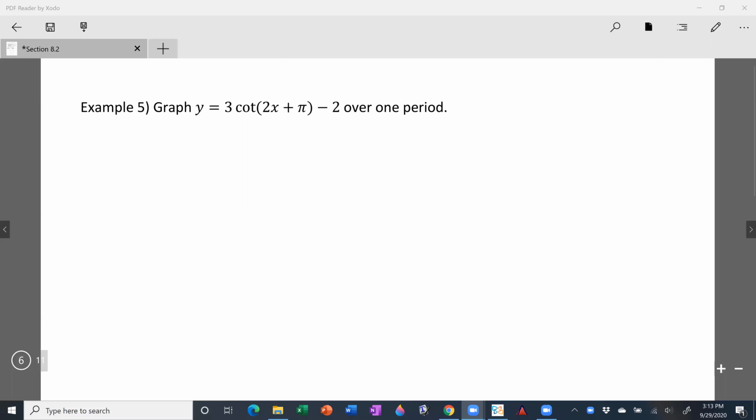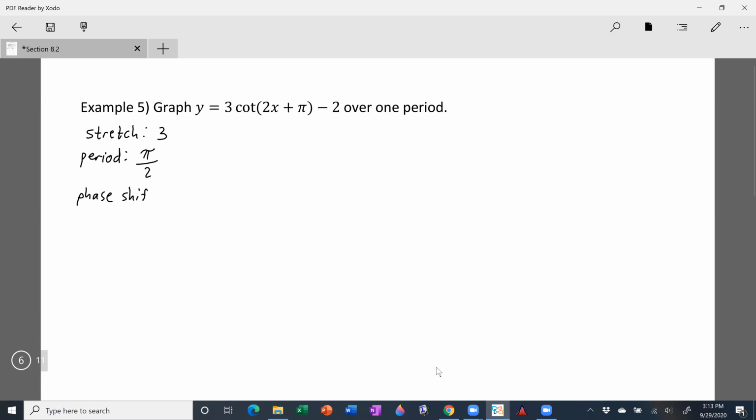All right, continuing with section 8.2, a couple more examples of the cotangent graph. All right, here we go. So just dive right in with this one. So we have the stretch. So the number in the front is 3. Okay, we have a period length of pi divided by the number in front of the x. So there's a 2 there.